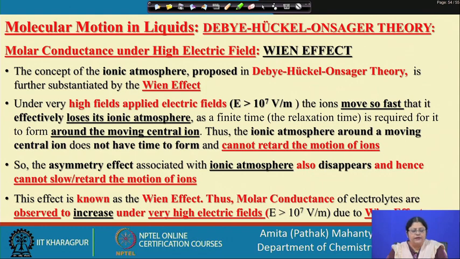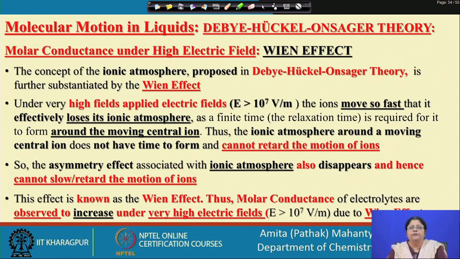And this Wien effect was a further extension of whatever we had seen by the Debye-Falkenhagen theory. The concept of ionic atmosphere, which was proposed by Debye-Falkenhagen theory, was further substantiated by the Wien effect.